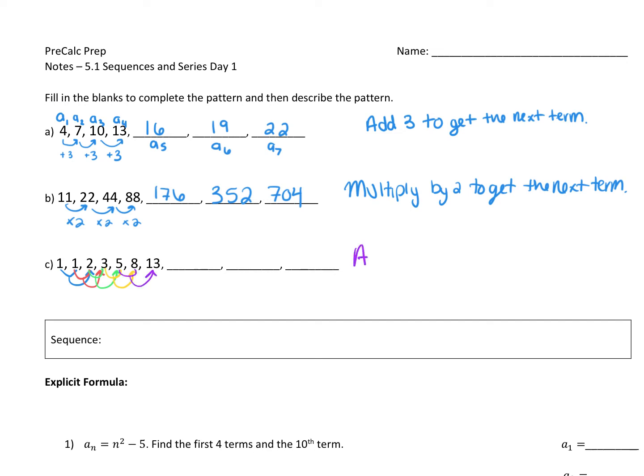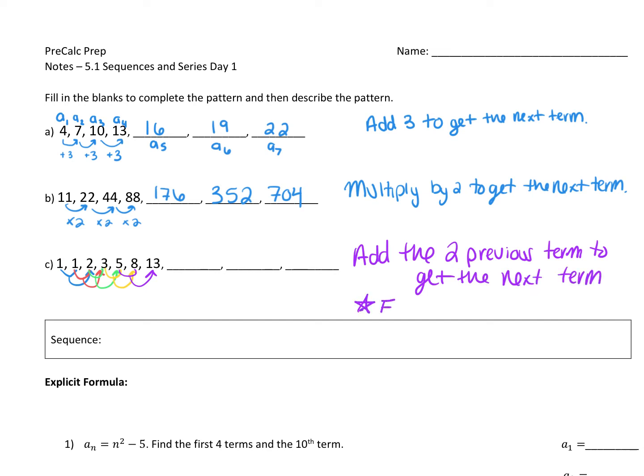So we are adding the two previous terms to get the next term. This particular sequence actually has a really specific name. It's called the Fibonacci sequence. If I did 8 plus 13, I would get 21. 13 plus 21, I would get 34. Sorry, guys, 34. And then 21 plus 34, and I would get 55.